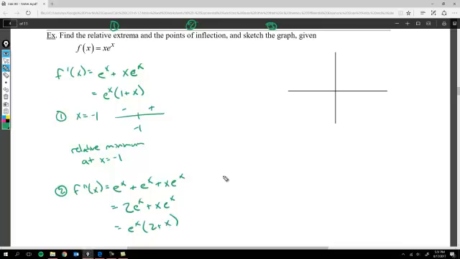Okay, so I think a potential point of inflection will be at x equals -2. Let's test it. So anything to the left of -2 is going to be negative. Anything to the right is going to be positive. It does indeed change sign, so I do have a point of inflection at x equals -2.